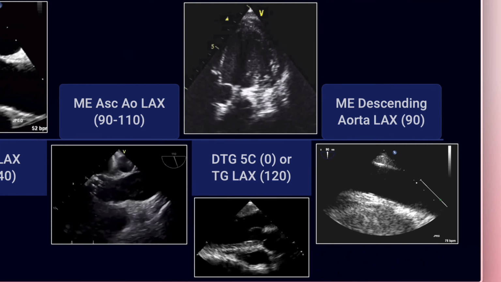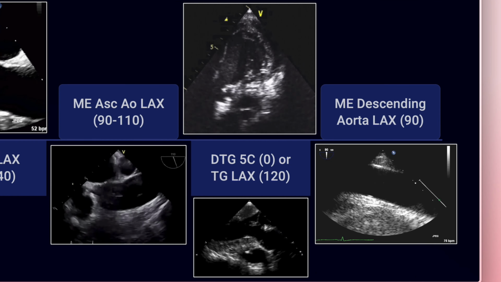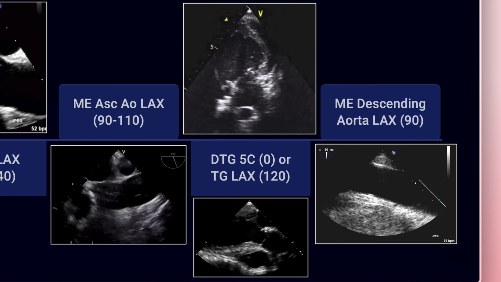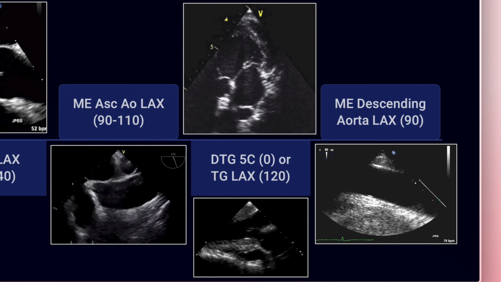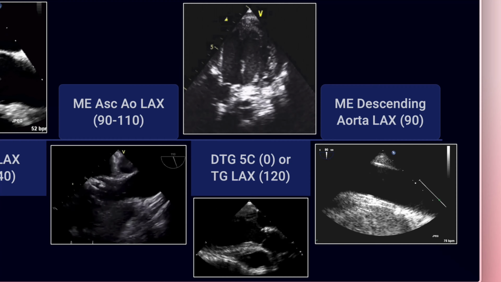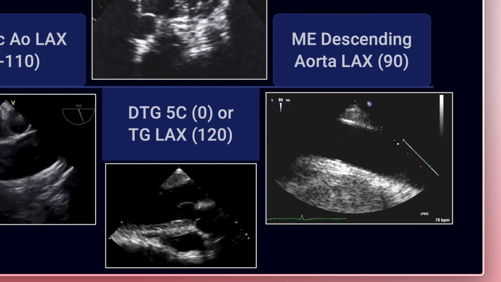The fourth view is the deep transgastric 5-chamber view at 0 degrees, or the transgastric long axis view. I don't find additional benefit to use both, but just make sure you can get one good one of either one of these. And lastly, I use the mid-esophageal descending aorta long axis view.